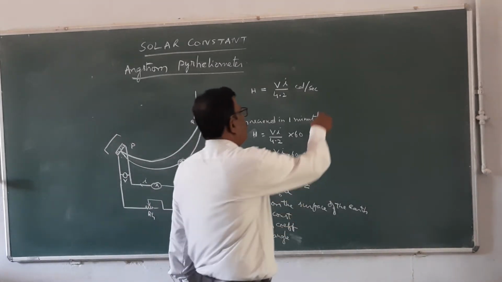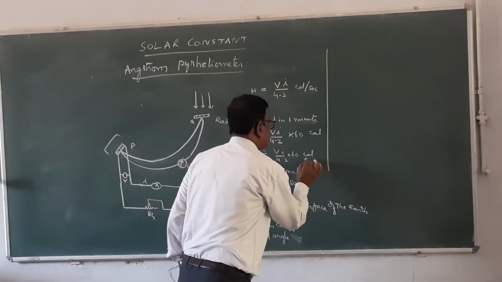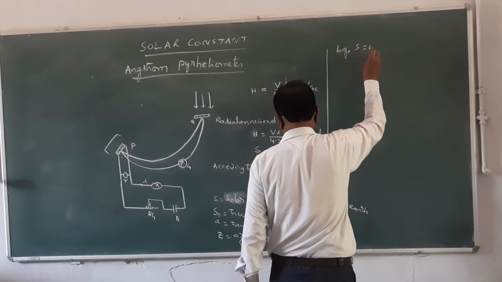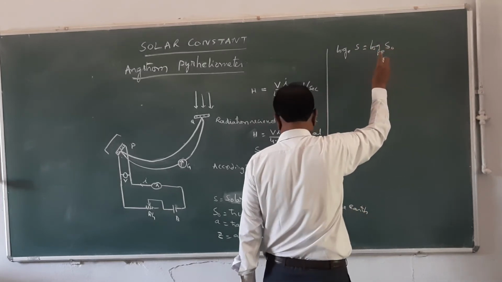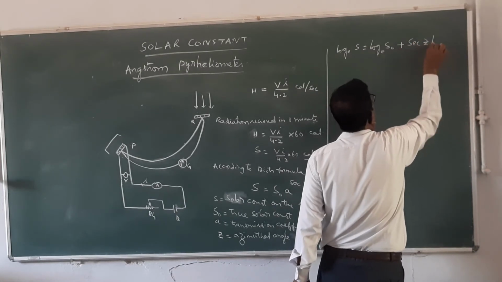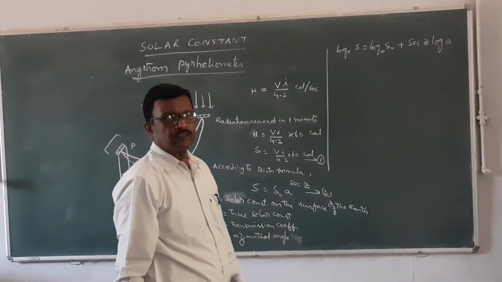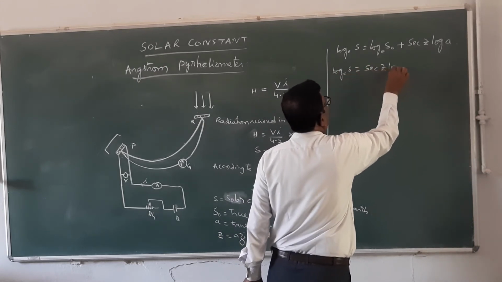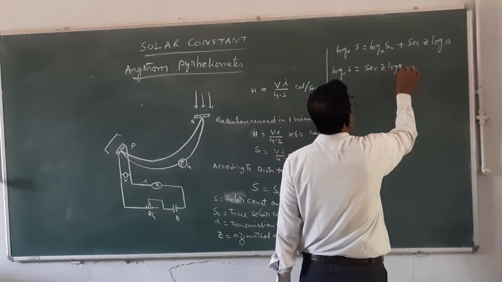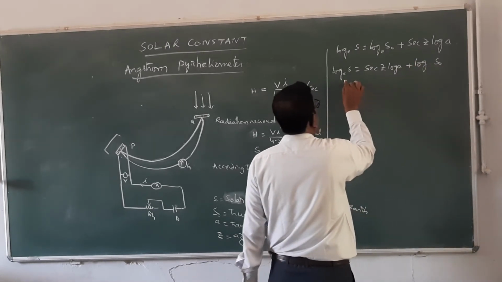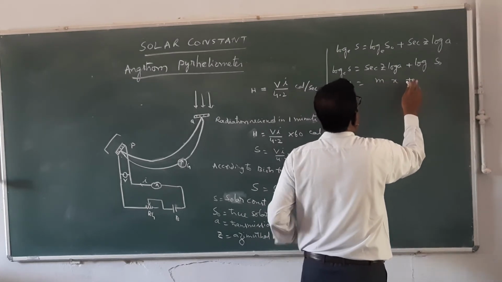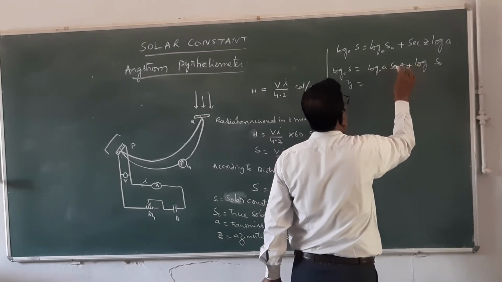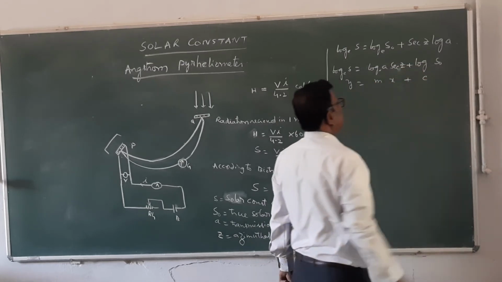So, from this expression, Bouguer's law, taking log, log S is equal to log S0 plus secant Z log A. So this is of the form y is equal to mx plus c, where y is log S, x is secant Z, m is log A, and c is log S0.